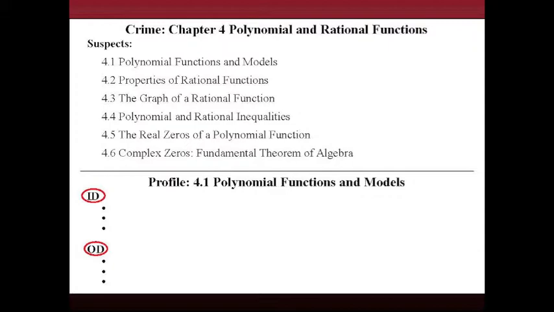The notes include the crime and a clear list of suspects, followed by profiles for each suspect. The ID section in the suspect profile refers to important details. These details are quickly found in the section summary in the Pre-Calculus book. The OD section in the suspect profile refers to other details. If necessary, you can find these details in the corresponding section of the book.